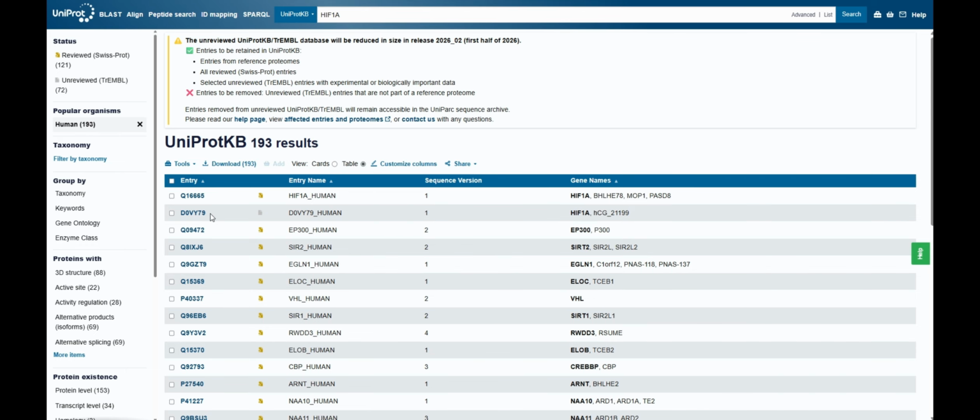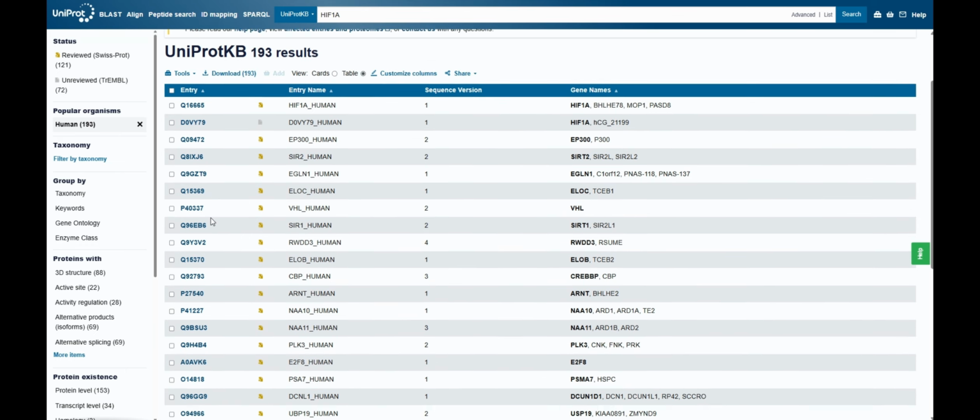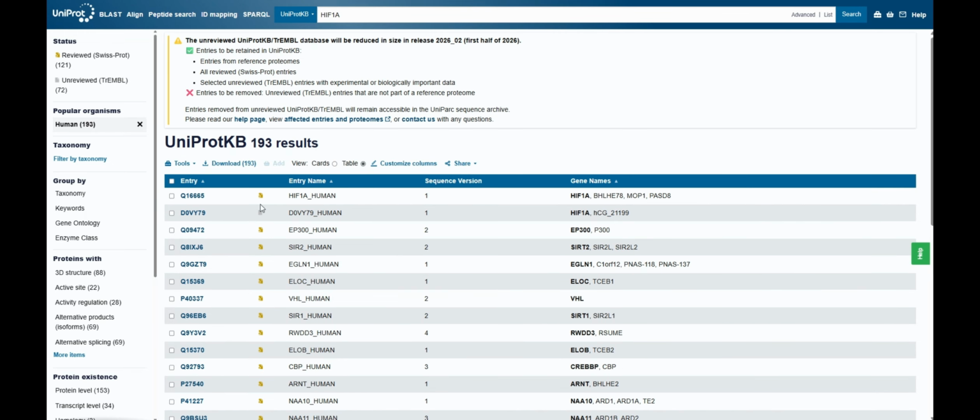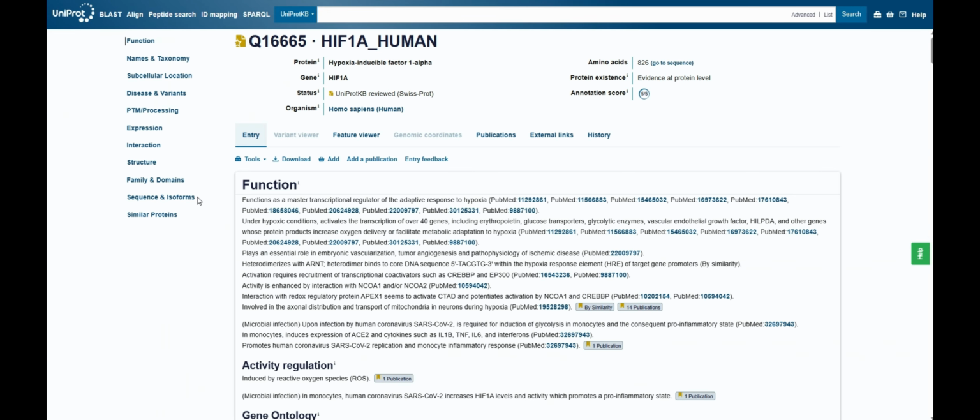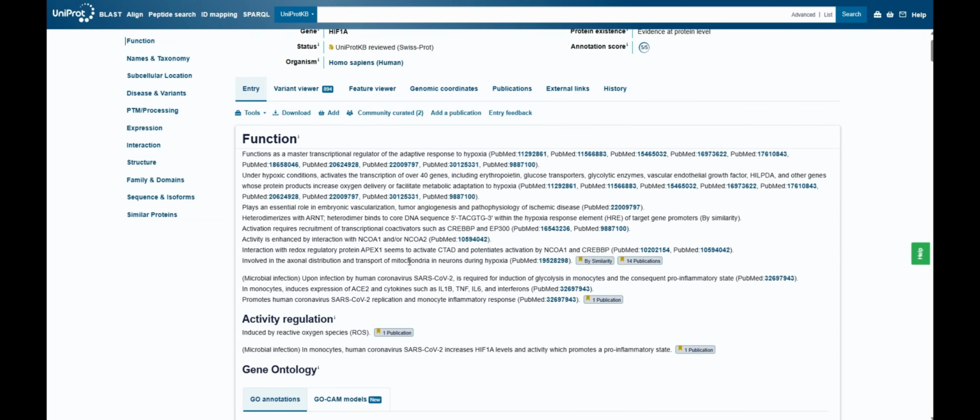So these are different. We want the one, like this one is probably, and I think this stands for verified. But when you open this up, you'll get the function of the protein. So now we're talking proteins, not genes. Sometimes the same name, oftentimes not. And so you'll get a general function with a PubMed reference for where that information comes from.